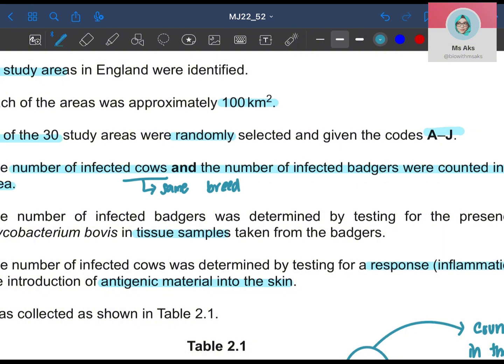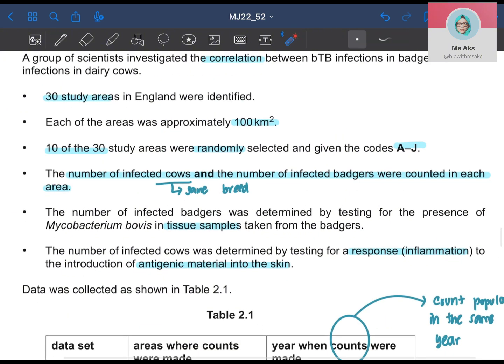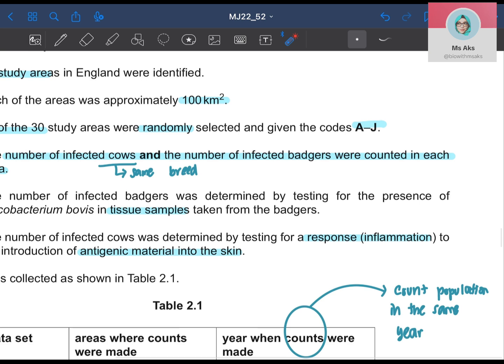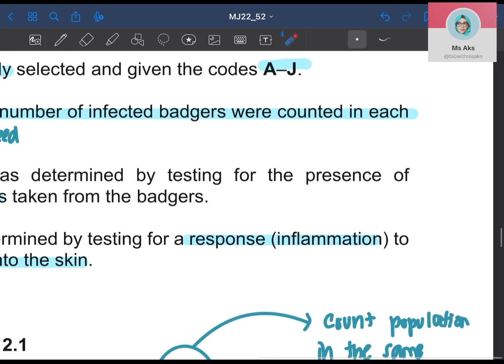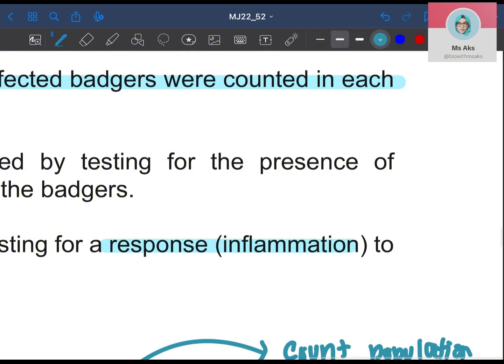Okay. The testing method was also another problem here, because they mentioned that for the badgers they use tissue samples, but for the cows they use different testing methods. So that could be another procedure that could have been kept constant. Method of testing for TB as well.